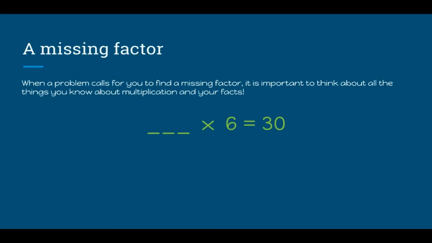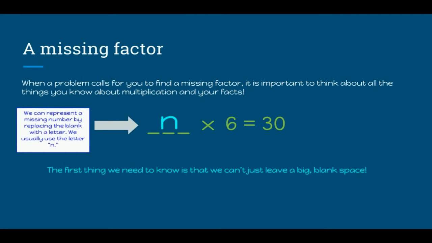When a problem calls for you to find a missing factor, it's important to think about all the things you know about multiplication and your facts. The first thing we need to know is that we just can't leave a big blank space in the middle of an equation. We represent a missing number by replacing the blank with a letter. We usually use the letter N.